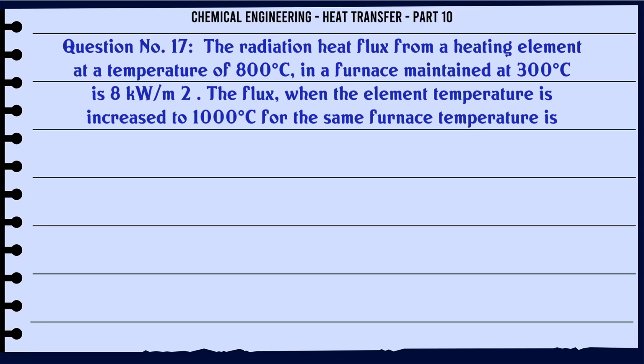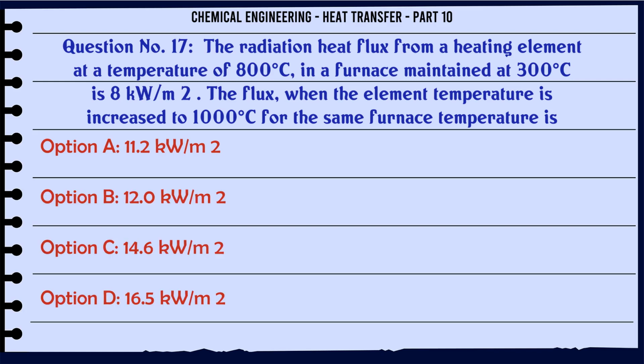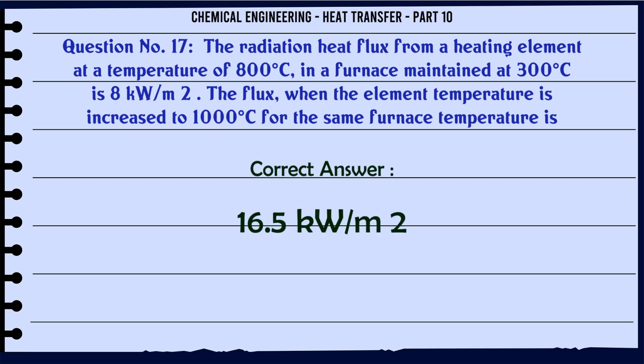The radiation heat flux from a heating element at a temperature of 800°C in a furnace maintained at 300°C is 8 kW/m². The flux when the element temperature is increased to 1000°C for the same furnace temperature is A. 11.2 kW/m², B. 12.0 kW/m², C. 14.6 kW/m², D. 16.5 kW/m². The correct answer is 16.5 kW/m².